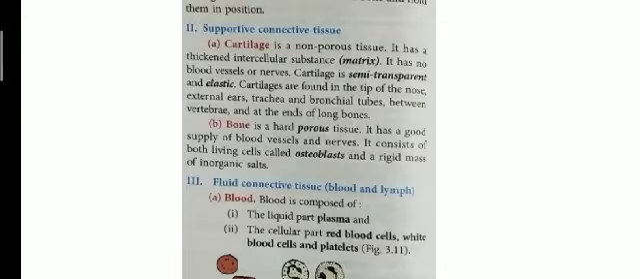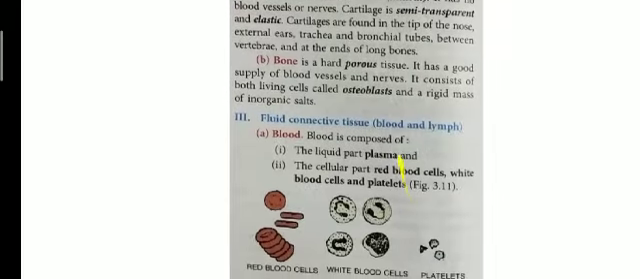Bone is porous, as I said, and has a good supply of blood vessels and nerves. So bone consists of blood vessels, so that blood can flow and provide all the nutrients to the bone also. It consists of living cells, called osteoblasts, and they have a rigid mass of inorganic salts. Calcium is there, bicarbonates and other ions are there. Then we have the fluid. As I said, there are two fluids, blood and lymph.